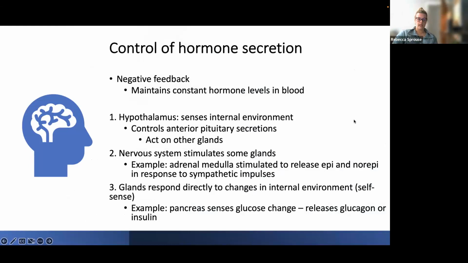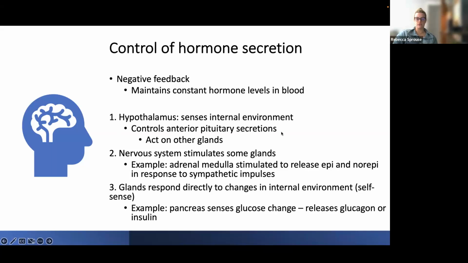Negative feedback, right? So maintaining those constant hormone levels in our blood, it's going to fluctuate constantly. How our hormone secretions are controlled is in one of three ways. Okay, so we have the hypothalamus. That's up here in the brain, kind of a main hub of the body in terms of endocrine. The hypothalamus senses the internal environment, what's going on. And the hypothalamus controls all of the anterior pituitary secretions. Okay, so this is the first really important concept that I need you to know: the hypothalamus is going to control the anterior pituitary.